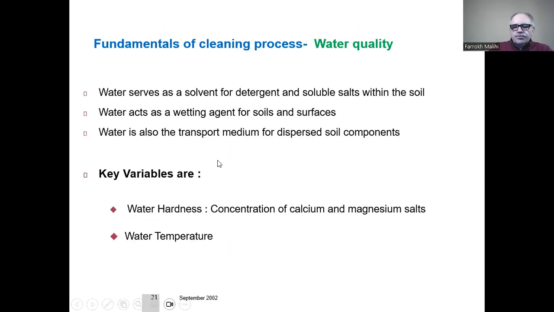In terms of water quality, key components are water hardness and water temperature. Water hardness relates to the concentration of calcium and magnesium salts in water. Less than 50 ppm concentration is considered soft water. Above 200 is considered very hard water. And in between is a moderate hardness. Water temperature can be anywhere from ambient to 60, 70 degrees.